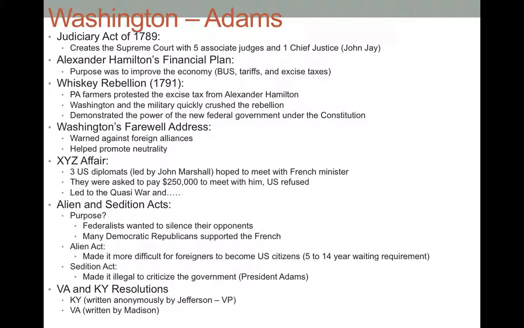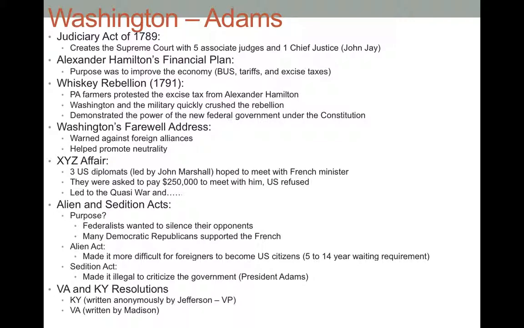These were written by Jefferson and Madison, and basically they said that if the federal government passes a law that is illegal according to the Constitution, the states can choose to not obey that law, to nullify it. And we said that this is incredibly important because when we have the nullification crisis in 1831, and when we have the Civil War, the people that are rebelling do believe that they have legal standing.